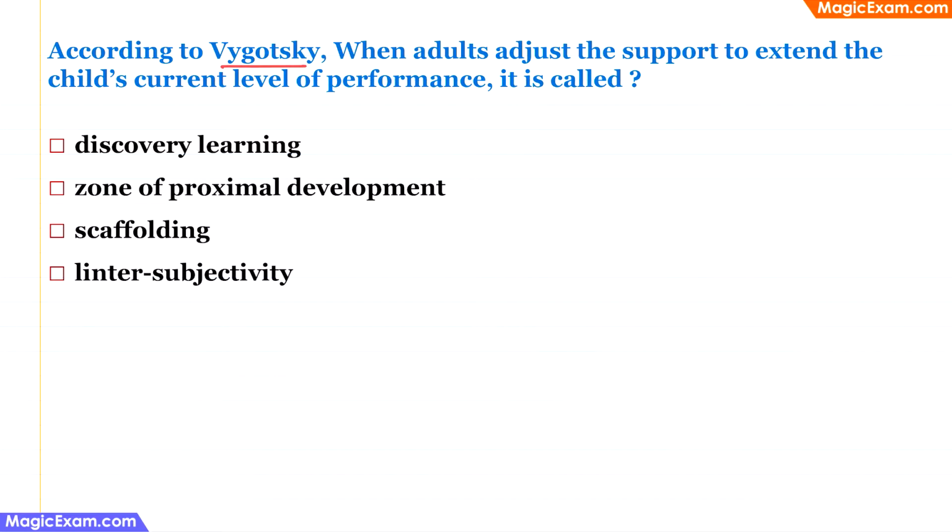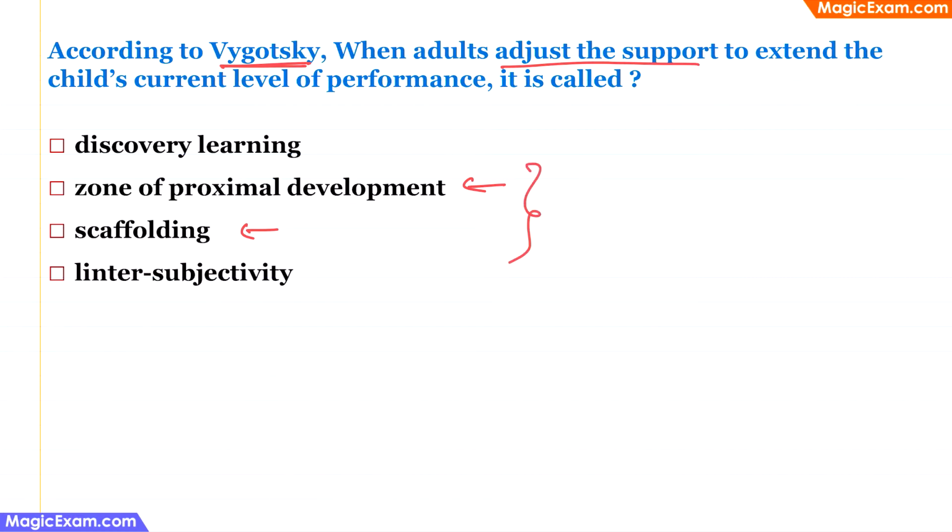According to Vygotsky, when adults adjust the support to extend the child's current level of performance, what is it called? Well, because we are talking about Vygotsky, when we look at the answer choices, there are two key theories or two key concepts that are in the answer choices which can be possible answers. One is the zone of proximal development. The second one is scaffolding. So which one of these is the correct answer?